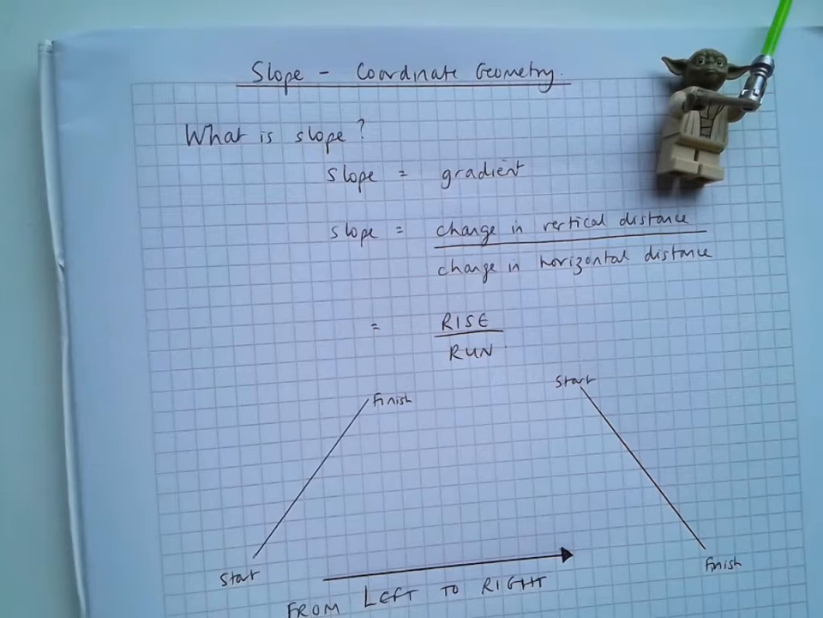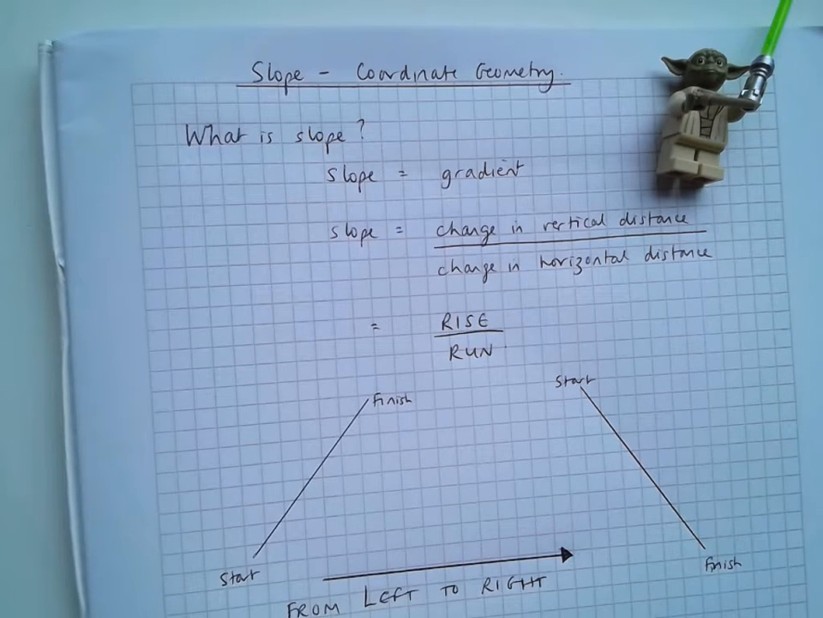So what's slope? Another word for slope is gradient. So if you see gradient in a question, what they're talking about is slope. And slope, as you hopefully remember, is the change in the vertical distance compared to the change in the horizontal distance. In other words, how much are we going up or down compared to how much we're going along.